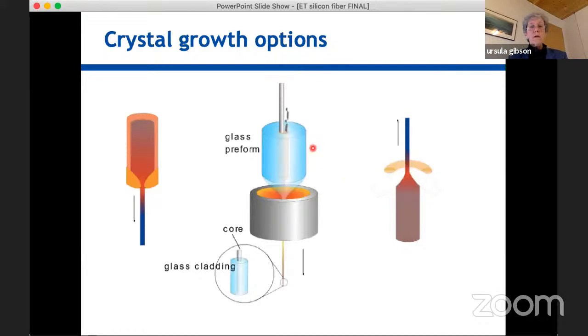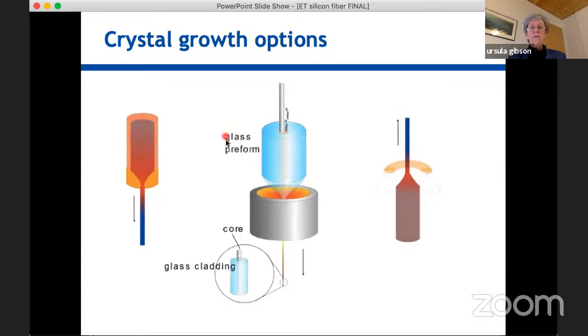So if you think that you want to make yourself a nice thin fiber, there are sort of three largely encountered techniques. One is you put it in a crucible, you put a seed in contact with it, you pull it down. Another one is that you have a polycrystalline material here, you apply heat and you put a seed in contact with the top and you draw it upwards.